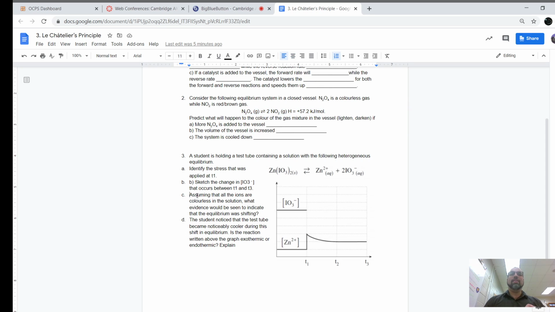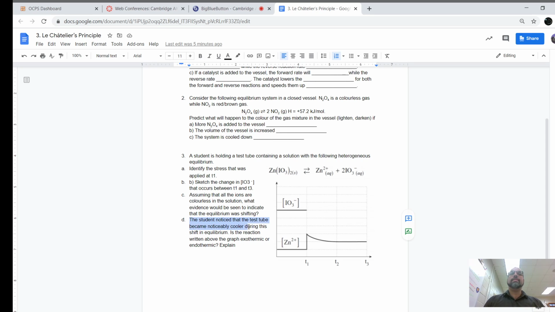C, assuming that all the ions are colorless in solution, what evidence would seem to indicate that the equilibrium is shifting? We would have to look at these states. It says that the zinc ion is aqueous, the iodate ion is aqueous, but the zinc iodate ends up being a solid. Therefore, if we shift to the left, we should expect to see more of the zinc iodate becoming a solid.